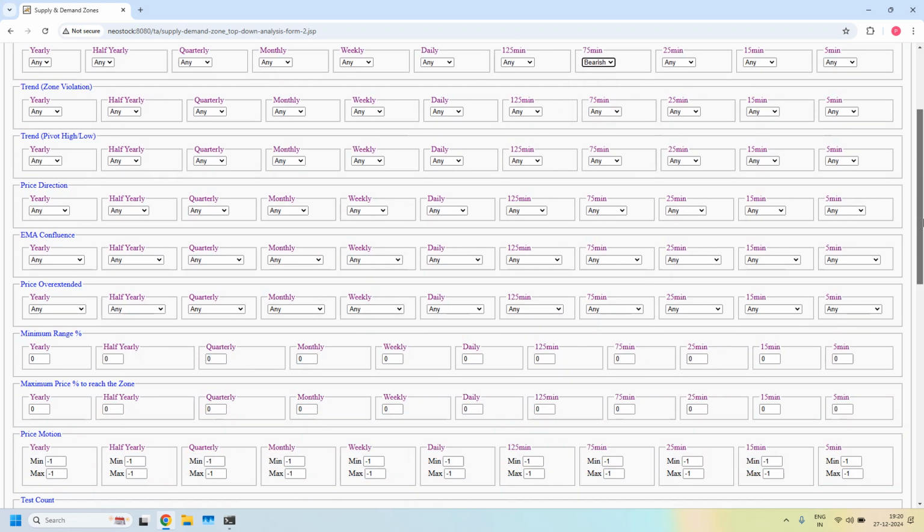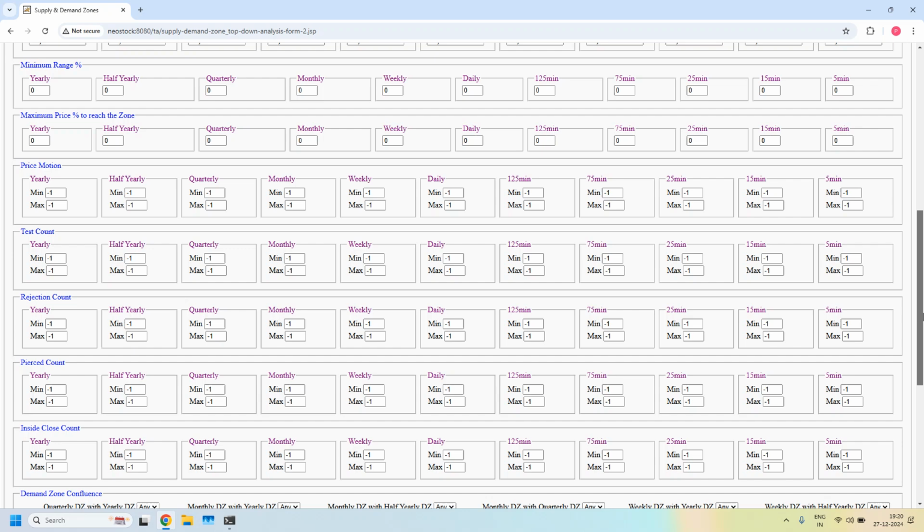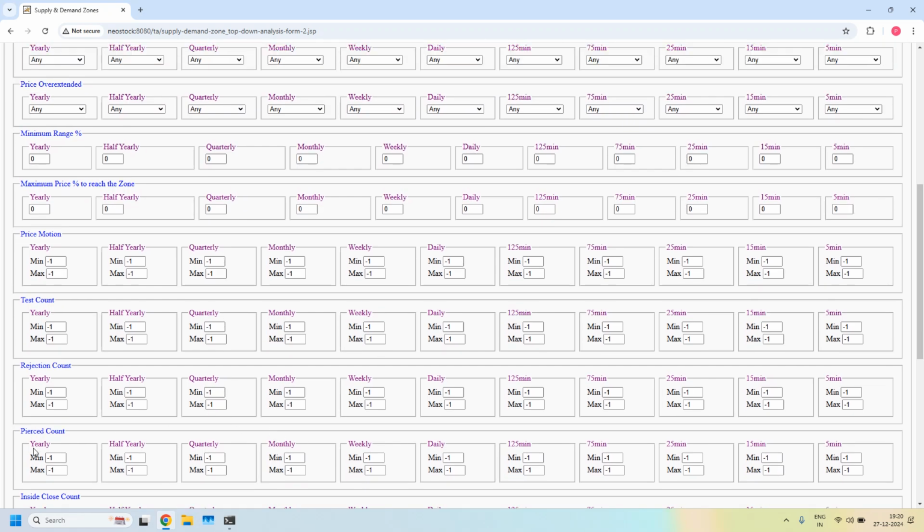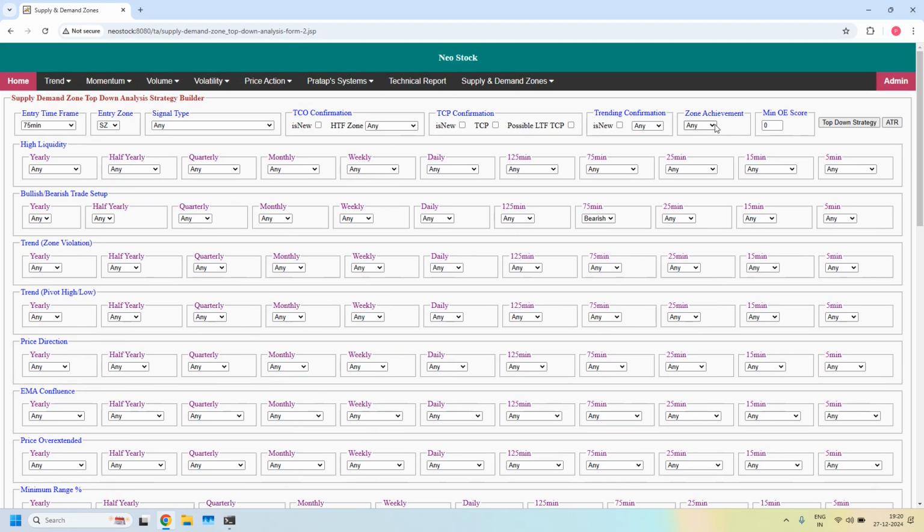The 75 minute supply zone should not be pierced. So in the pierced count, at 75 minutes time frame, I am setting minimum value 0, maximum value 0. That means the zone is not pierced. And in the zone achievement violated opposing zone, minimum odd enhanced score 12. All 3 filters are applied to the 75 minute supply zone.